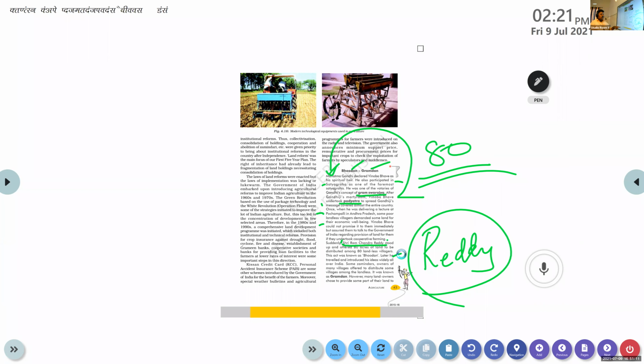Later he traveled. Who traveled here? Vinoba Bhave traveled and introduced his ideas widely all over India. Some zamindars, owners of many villages, offered to distribute some villages among the landless. It was known as Gramdan. Some landlords even donated entire villages. So before independence, we already studied in junior classes. In class 8, you studied about the zamindari system, the ryotwari system, right?